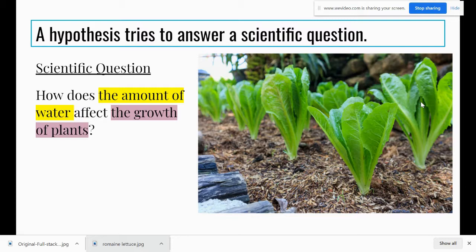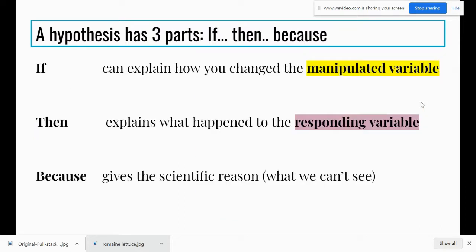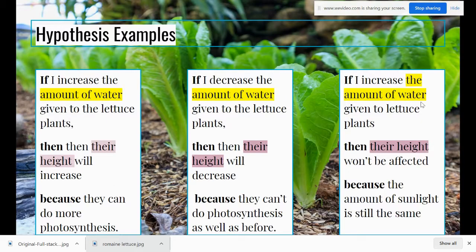A hypothesis has three parts: if, then, and because. The if part can explain how you change the manipulated variable. The then part explains what happened to the responding variable. And the because part gives the scientific reason, what we can't see. Okay, so let's go through some examples.